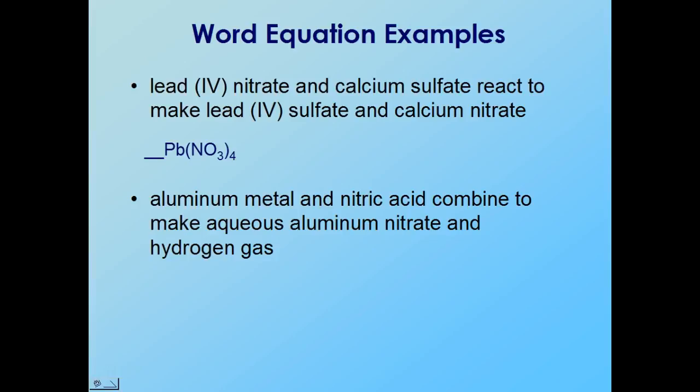And now I have an and, which is going to be my plus sign, calcium sulfate. Calcium is in group 2, it has a +2 charge. Sulfate is SO4 -2. The +2 and -2 cancel out to make CaSO4.